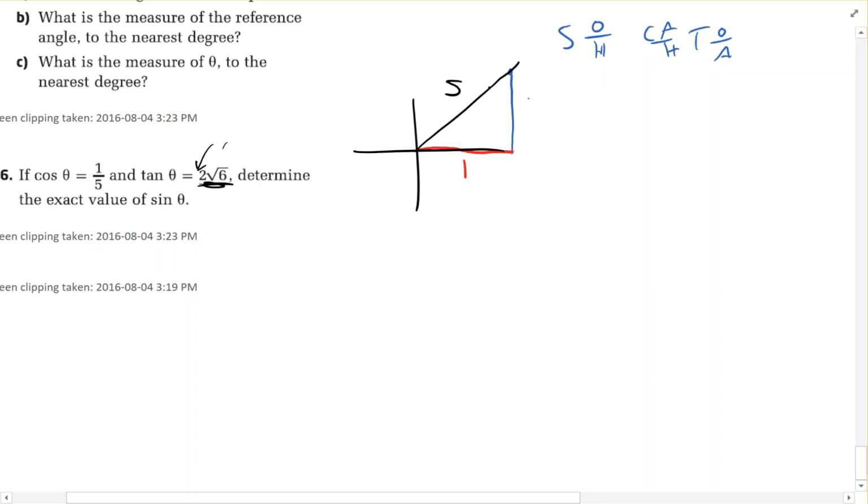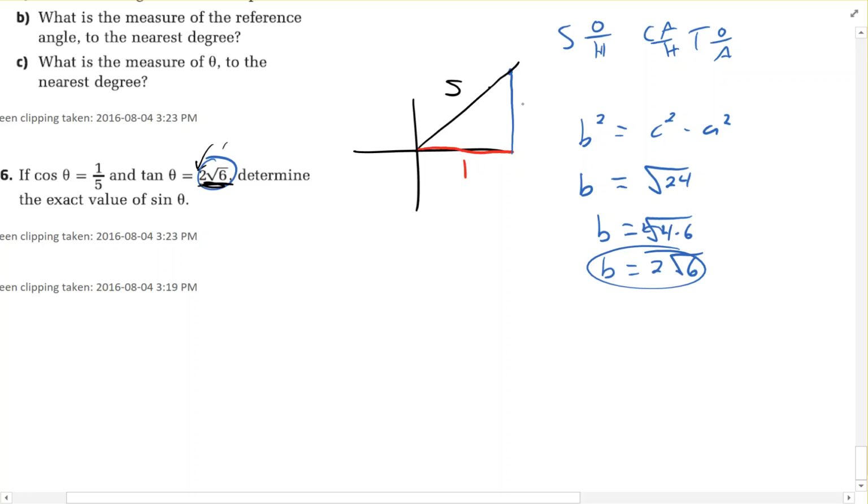Let's go back over here and say, what is the blue part here? What's my opposite side? Let's go b squared is equal to c squared minus a squared. If you do that, you get b is equal to the square root of 24. Just so you can figure out where we got that from, remember our radicals unit. I could rewrite this as square root of 4 times 6. 4 is a perfect square, so I can bring it out as a 2. So b could also be written as 2 times the square root of 6.